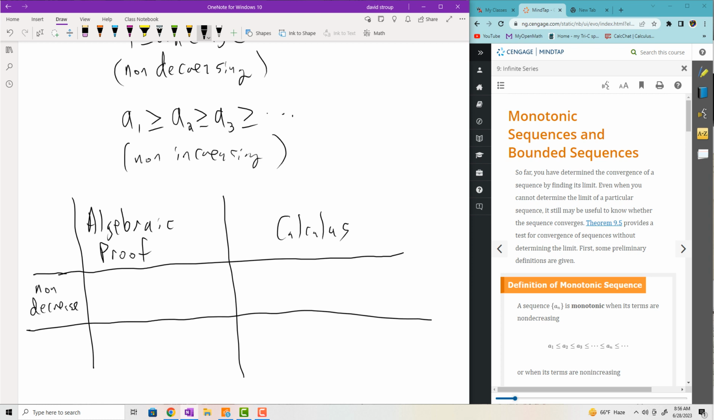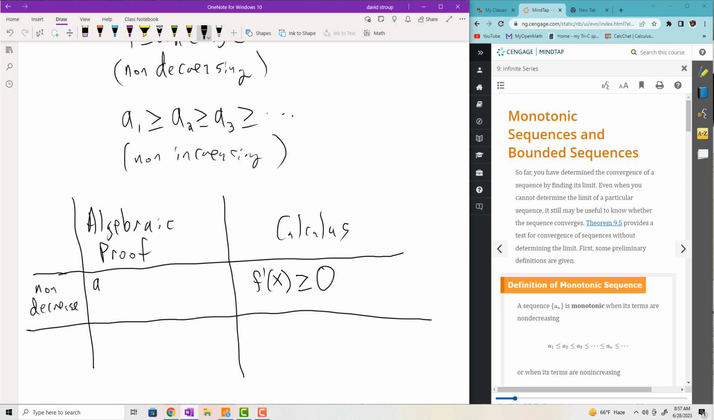So first, non-decrease, which basically means it's increasing. The calculus way, the easiest way, is just to take the derivative of that a sub n formula. So you're going to kind of convert a sub n into a function and then take its derivative. And then if it's non-decreasing, that means increasing. So you want that derivative to be greater than or equal to 0. So positive means positive slope, means it's going up.